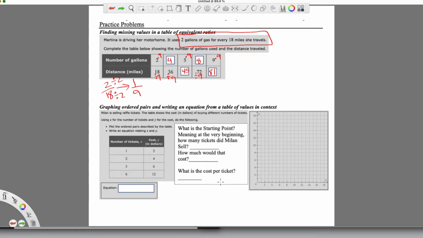So let's go ahead and graph these. Remember, tickets, that's X. So I'm going to write tickets down here. Just keep this in mind. This is the number of tickets. And then cost, that's Y. So this is the cost.